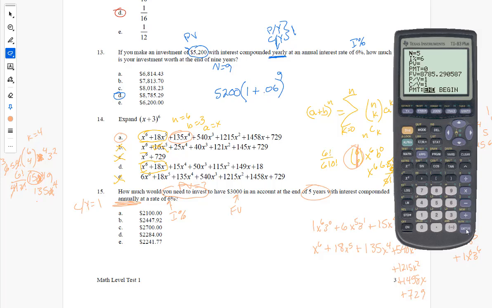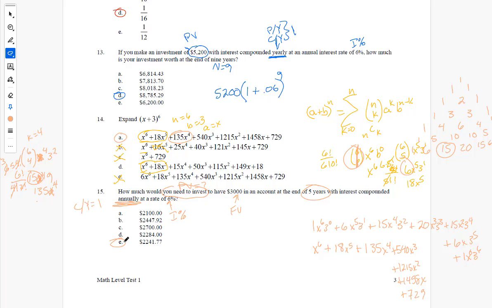The payment is a 0. And the final value is $3,000. And that is positive. It's coming out to us. So our answer, our principal value, is going to be negative because it's going away from us. And we're already at 1 compounding per year. So go up to principal value, hit alpha, solve, and we get 2241.77. Boom. Number 15 is E. Great.